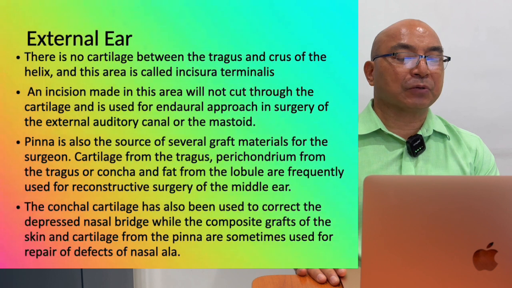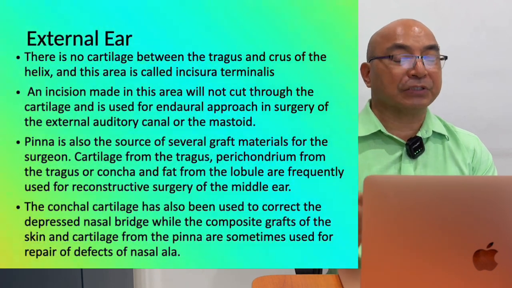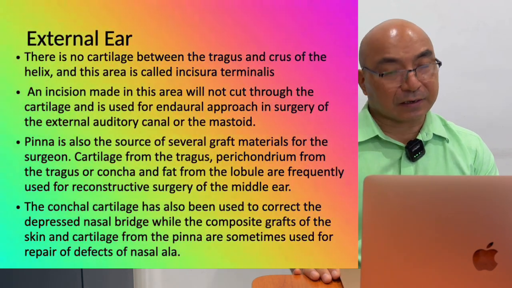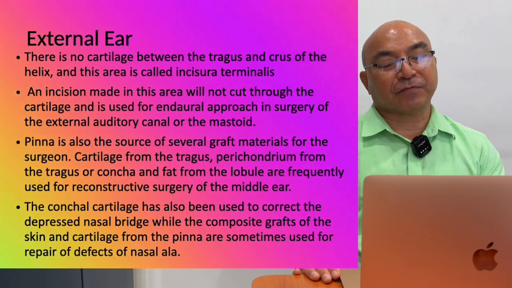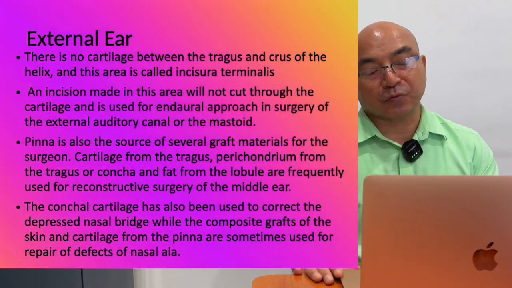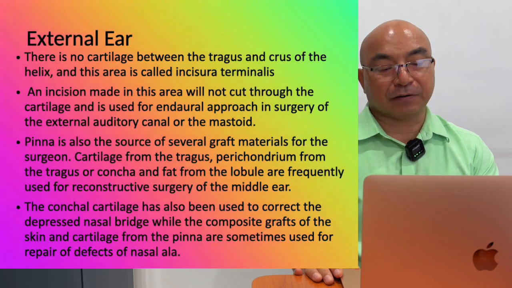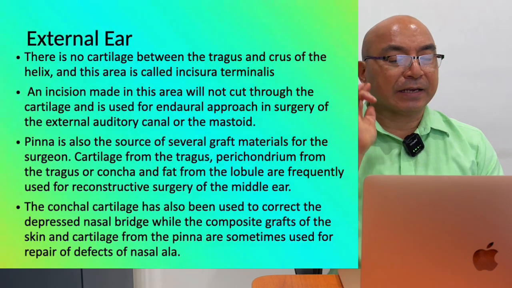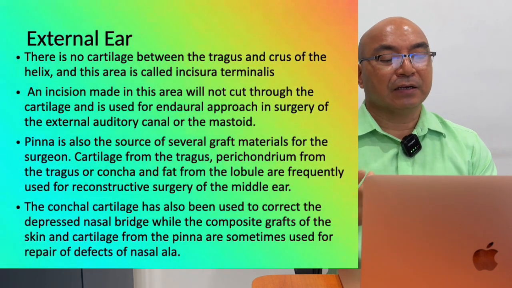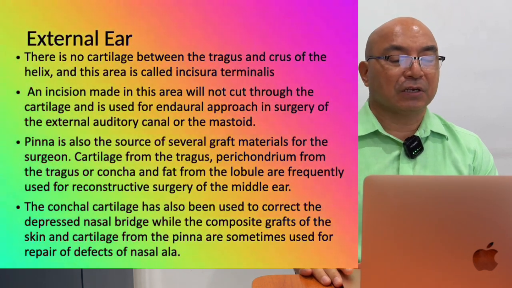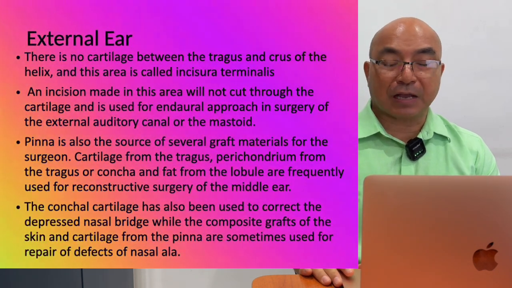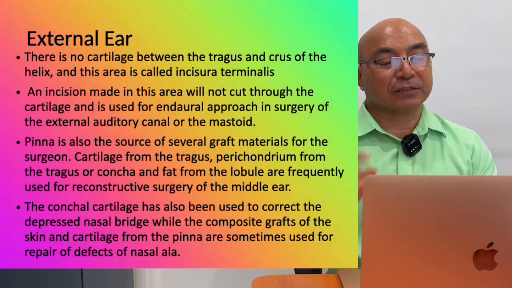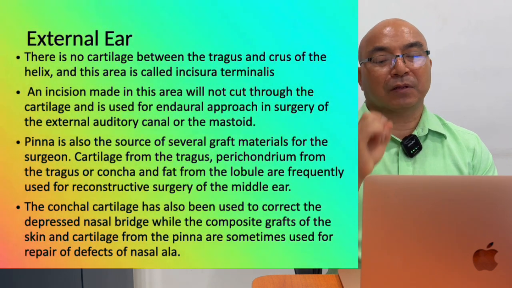The pinna is also the source of several graft materials for the surgeon. The cartilage from the tragus, the perichondrium from the tragus or concha, and fat from the lobule are frequently used for reconstructive surgery of the middle ear like tympanoplasty. The conchal cartilage has also been used to correct a depressed nasal bridge, while composite grafts of skin and cartilage from the pinna are sometimes used for repair of defects of the nasal ala. Okay?